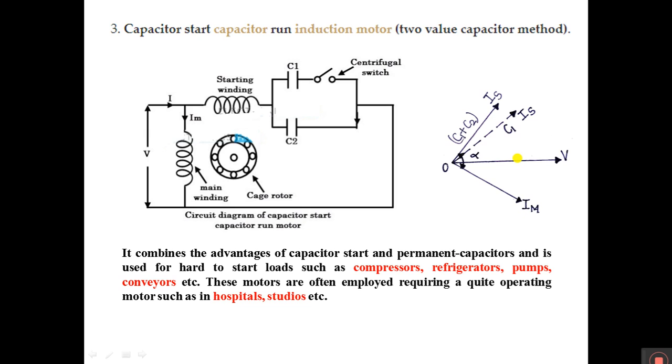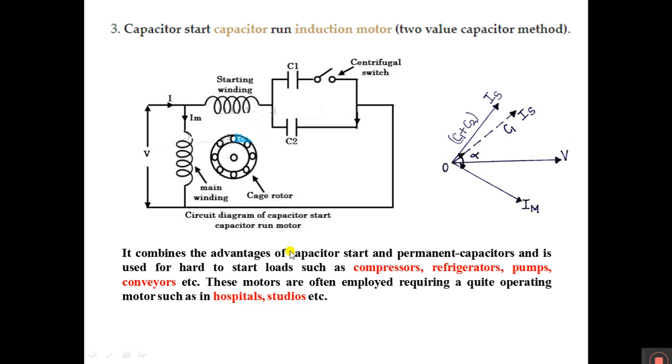Once the motor reaches around 75% of synchronous speed, one capacitor is disconnected. Now only the low value capacitor is in the circuit, and therefore the angle of lead of IS from V is decreased and the power factor is improved, and the motor keeps running in this configuration. So the main purpose of this capacitor start, capacitor run induction motor is to get high starting torque and better power factor.